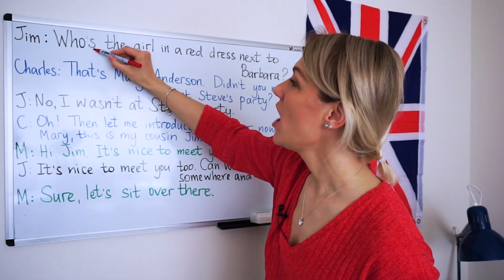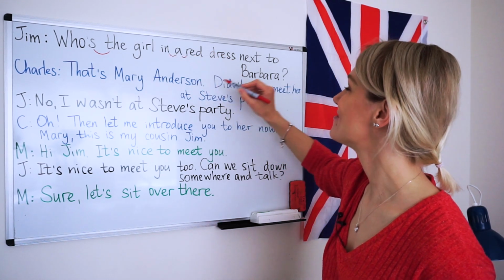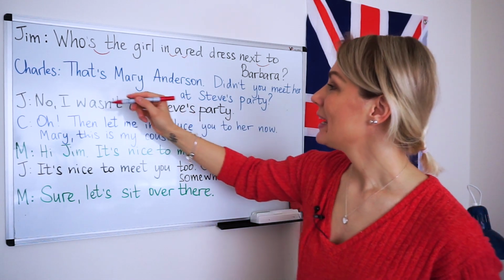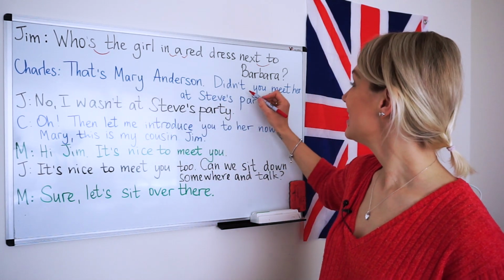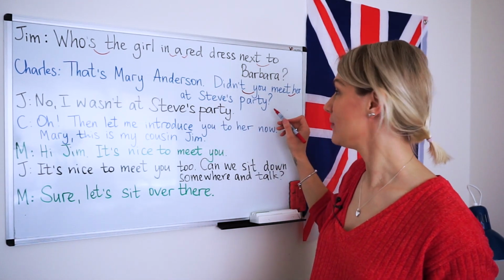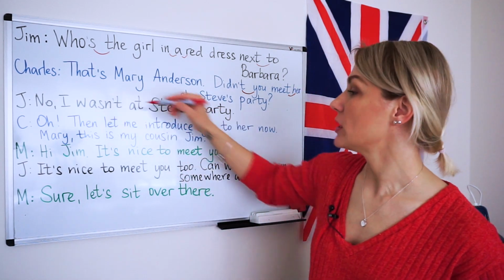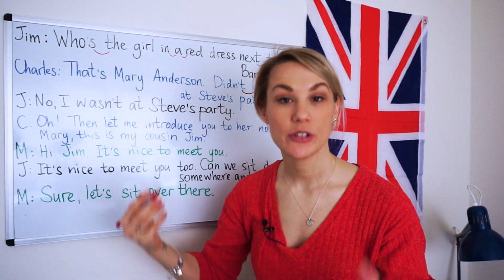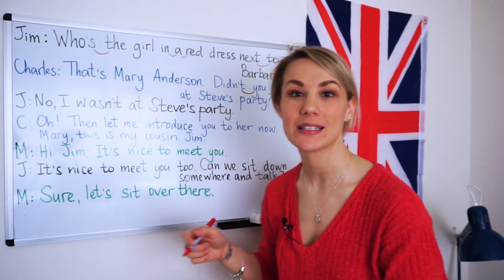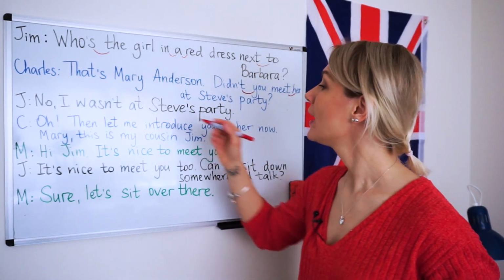So we say, who's the girl in a red dress next to Barbara? That's Mary Anderson. Didn't you meet her at Steve's party? No, I wasn't at Steve's party. I wasn't. When you speak, make sure that you stress the words that are important. Here it's important to say you wasn't at Steve's party.